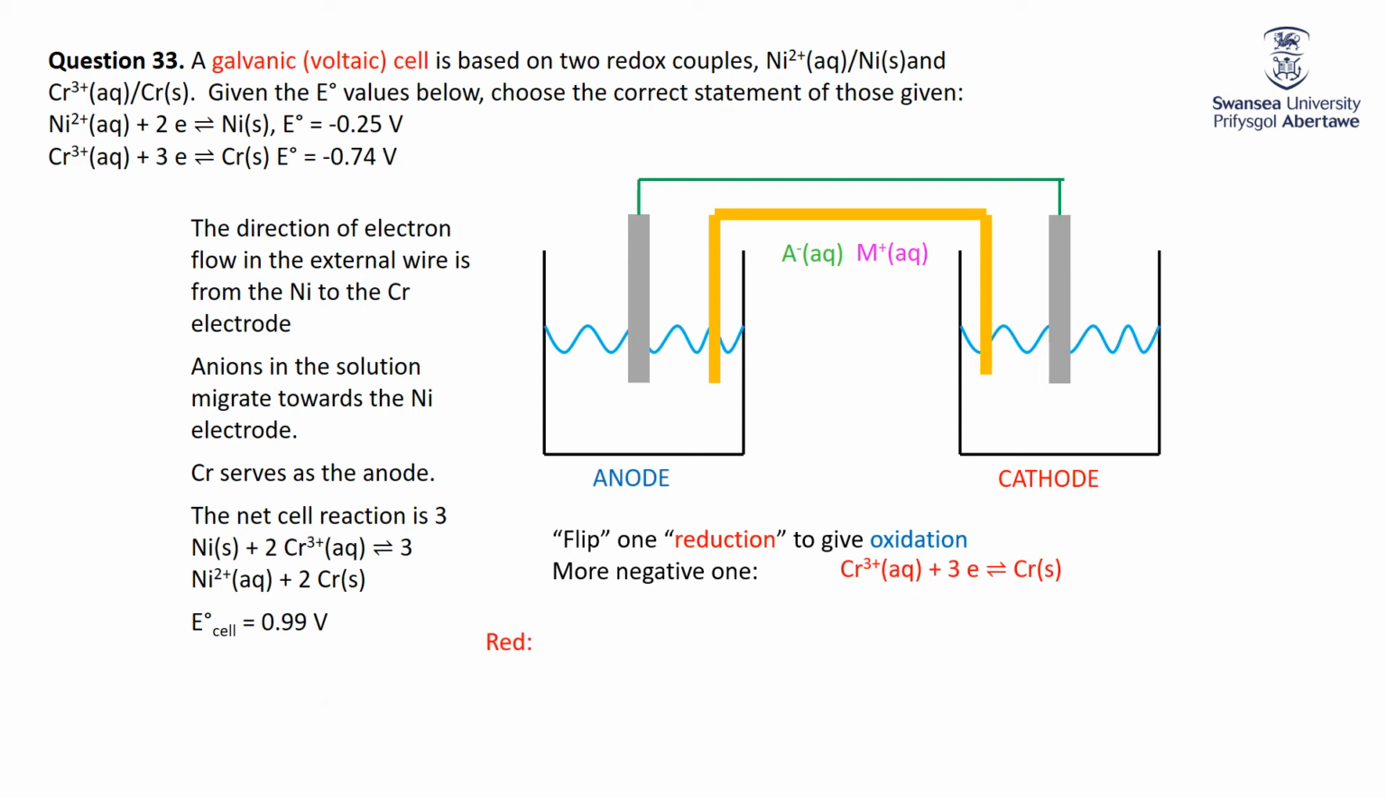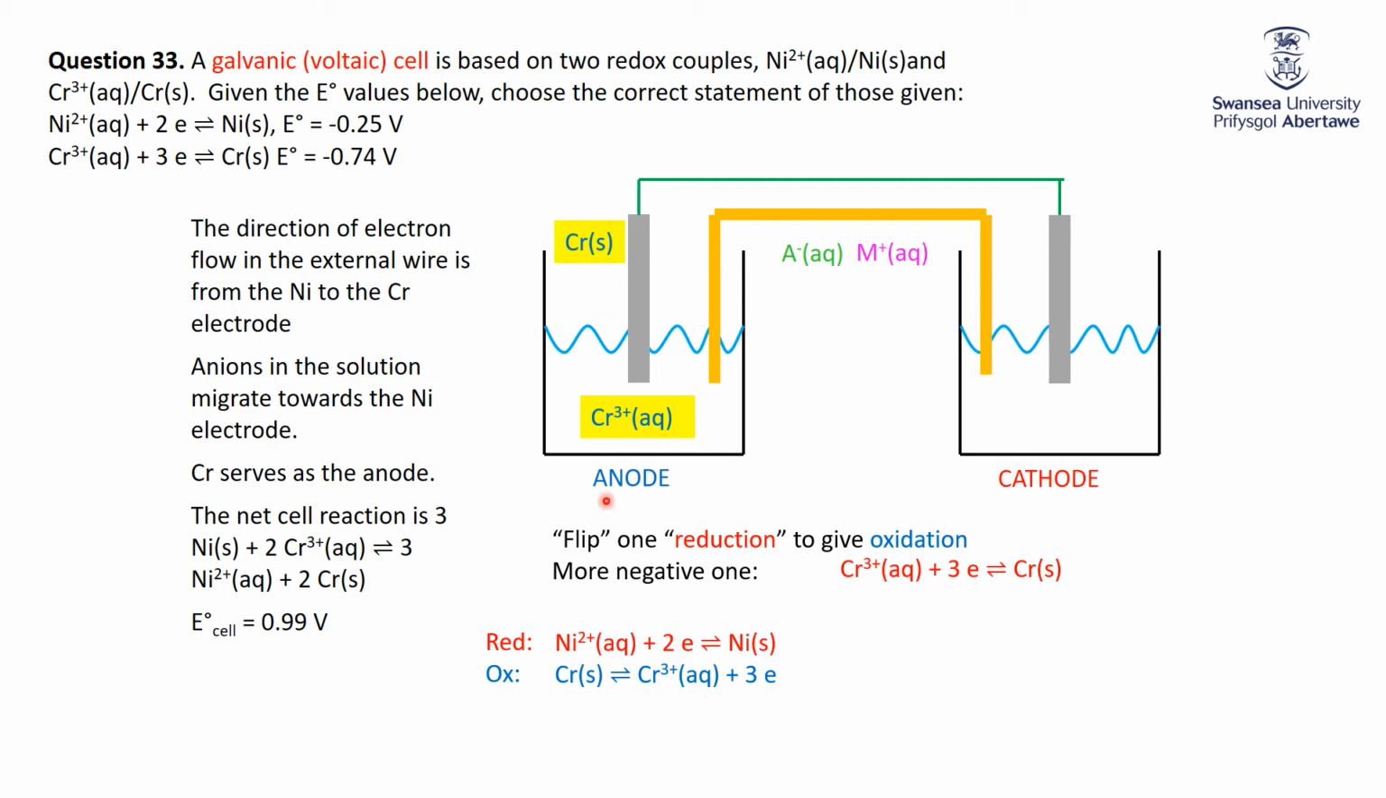So therefore, now we can say reduction is going to be the nickel. We leave that as it is. And the oxidation is going to be the one we flipped. Instead of Cr3 plus 3 electrons to Cr, it's Cr goes to Cr3 plus 3 electrons. Oxidation takes place at the anode. Reduction takes place at the cathode.